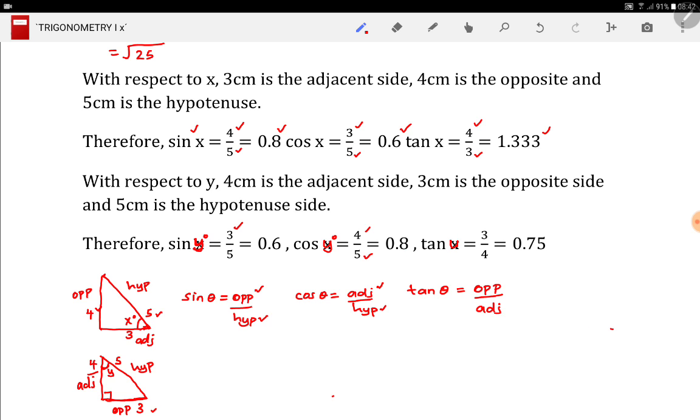Then the tan of y is equal to, tan is opposite over adjacent. The side opposite to y is 3. So we have 3 over the adjacent side, which is 4. And this gives us 0.75. So you've realized that the opposite side and the adjacent side change depending on the position of the angle.